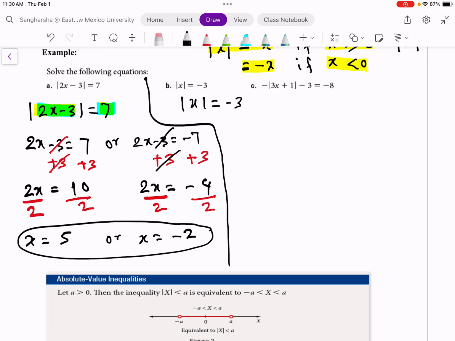Your distance is negative 3. It's not possible. We can't find any number whose distance from 0 is negative 3. There is no number whose distance from 0 on the number line is negative, because distance can't be negative. It has to be positive. So we can't use the definition. It means it does not have any solution. So B has no solution. Absolute value has to be always positive. Then only we can find the solution.